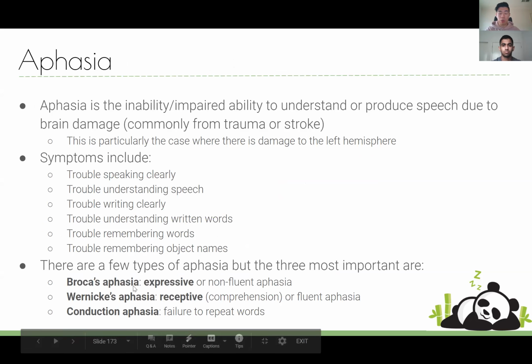So Broca's aphasia, otherwise known as expressive or non-fluent aphasia, which might be a bit of a mouthful if you struggle to understand what Broca's aphasia is or remember what it is. Wernicke's aphasia is receptive or fluent aphasia. They can talk fine, but they can't really understand properly. But conduction aphasia is also the failure to repeat words. And we'll talk about this in a little bit more detail into how these happen in a second.